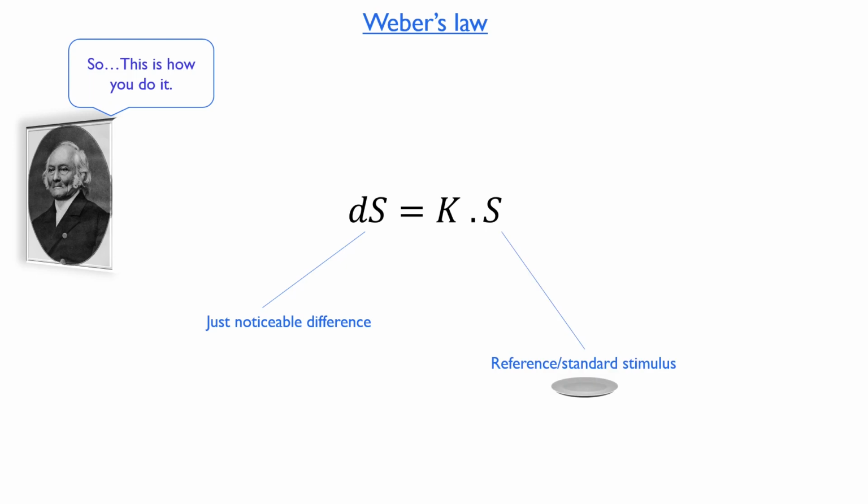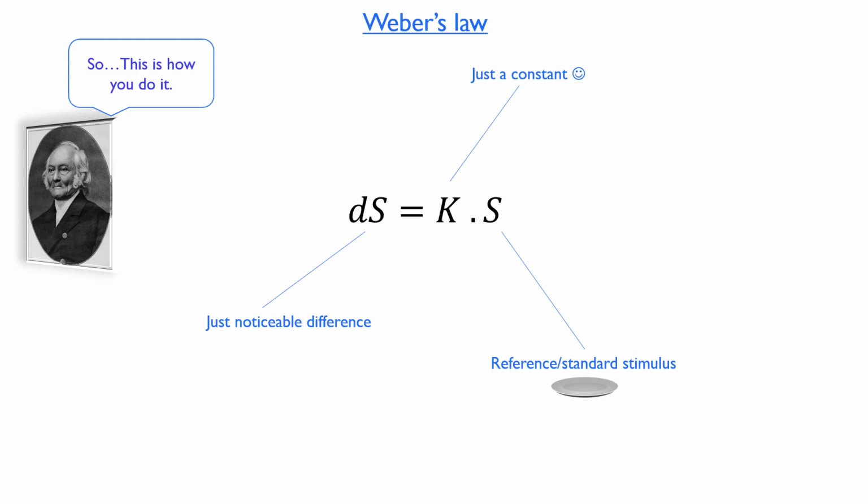The number ds, which represents the just noticeable difference, depends on the intensity of the reference, also called standard stimulus. In our pancake experiment, this is the weight of the plate, because that is the starting intensity of the physical stimulus. K is just a constant. Every type of stimulus intensity measure, such as weight, brightness, electroshock intensity, etc., has a different constant.